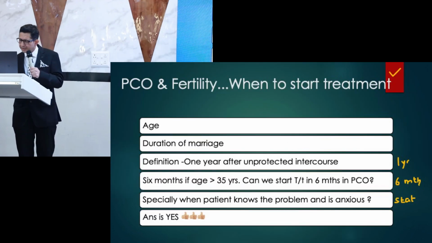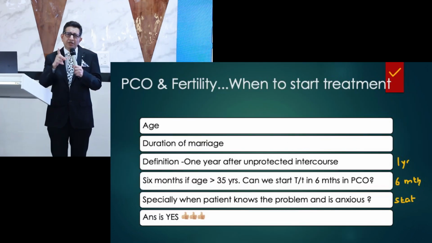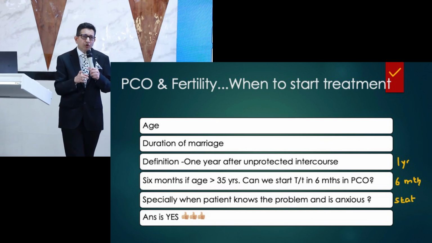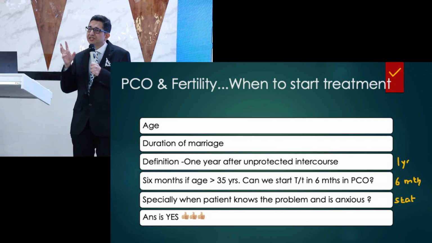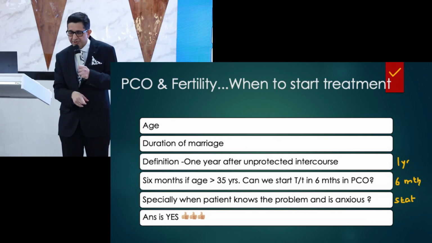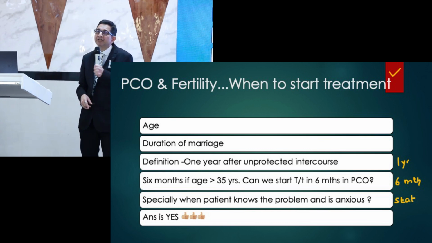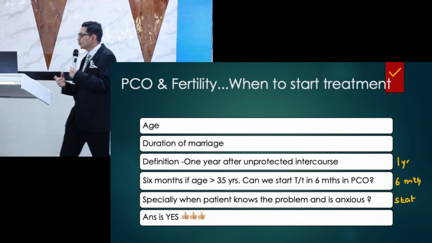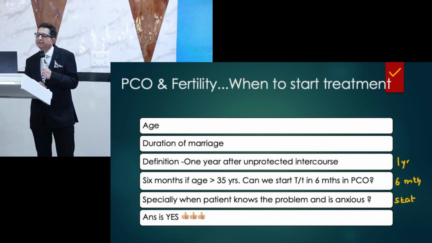Now when to start treatment? We know the definition. Within 1 year, you should start treatment of infertility. We know the definition which says that if the age is more than 35, you should start treatment within 6 months. But I would say that if the patient is a young girl, say 28 years, and she is known case of PCO, you can start treatment immediately.